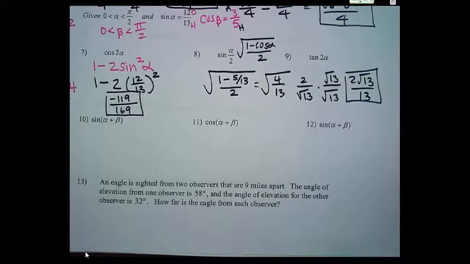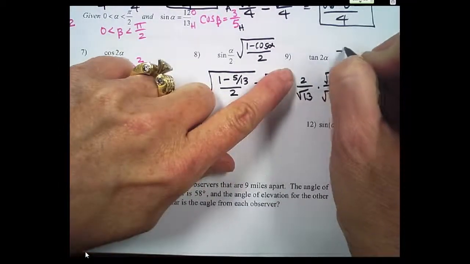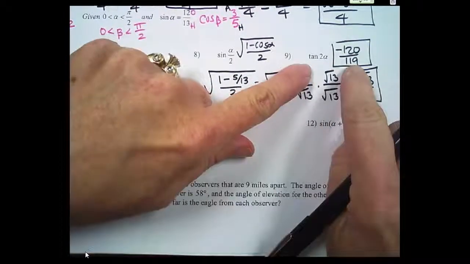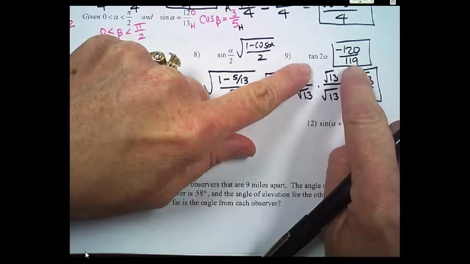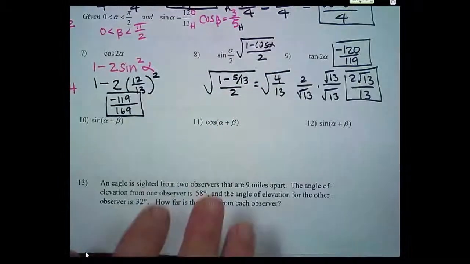Okay, because of time, I'm going to stop on that one, but number 9 was negative 120 over 119 if you did it. Okay, so you can check it. Number 9 was negative 120 over 119 if you want to check it. Okay, go to number 10.